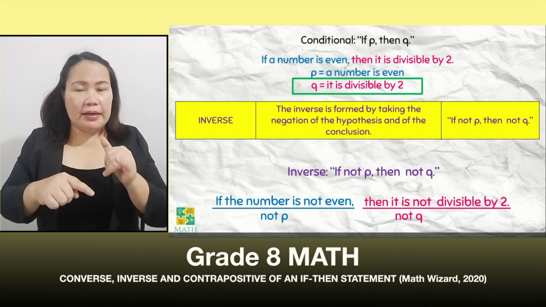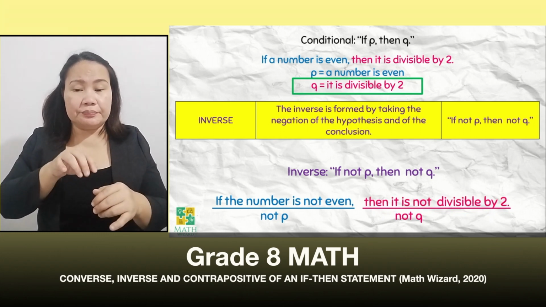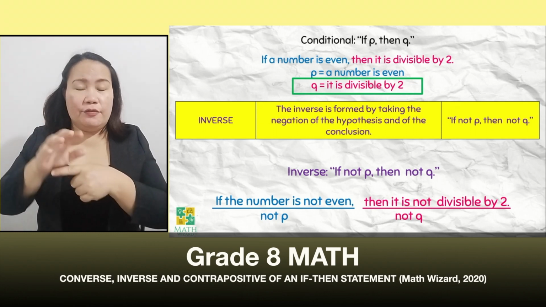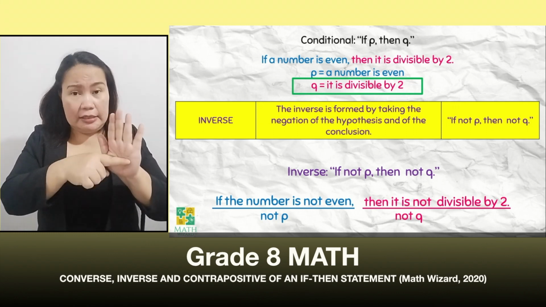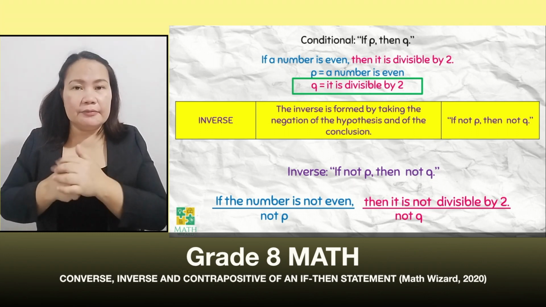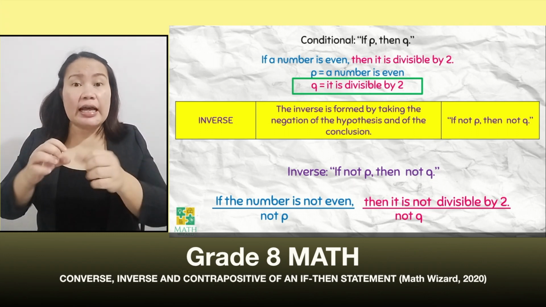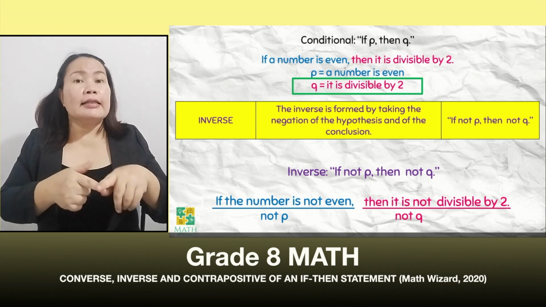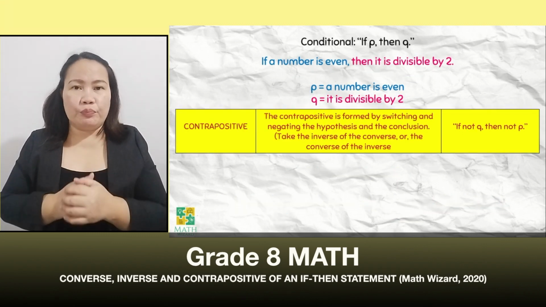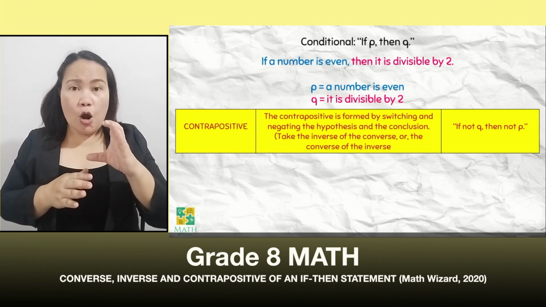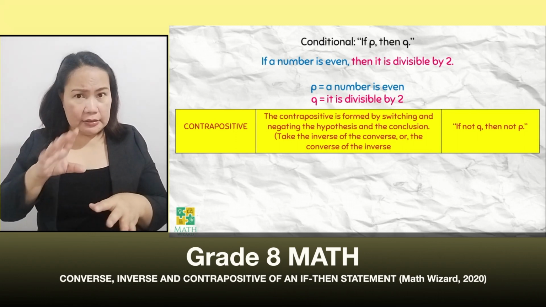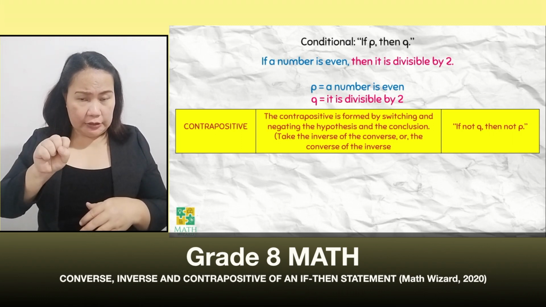So, anong ginawa natin sa inverse? Kinuha natin ang kanyang negation ng hypothesis and the conclusion. Ang statement natin ay, if not P, then not Q. If the number is not even, then it is not divisible by 2. Okay, now we have the contrapositive. Nakuha na natin ang inverse, nakuha na din natin ang converse, now we move on to contrapositive.